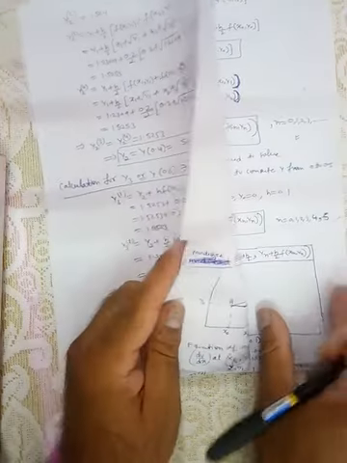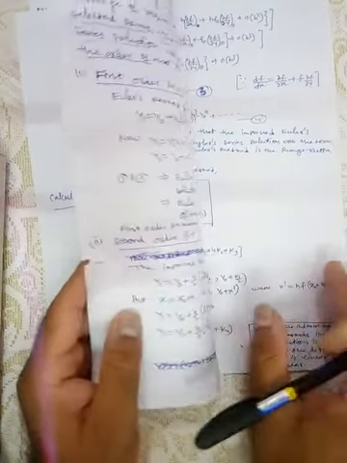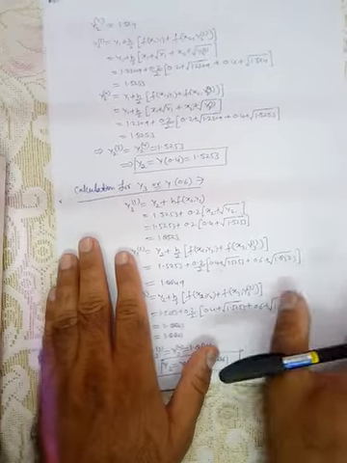Fine. So this is the procedure of how to find the values with the help of the modified Euler's method. Fine. So now in the next video we will discuss the Runge-Kutta method.